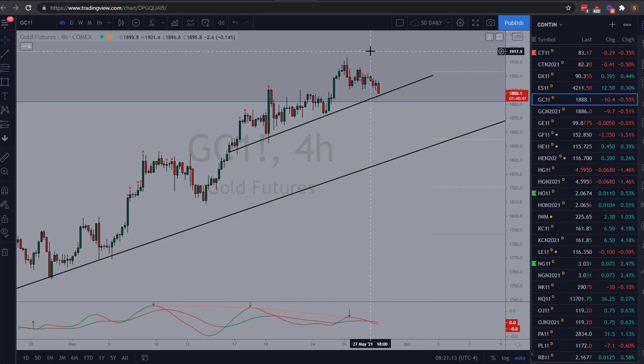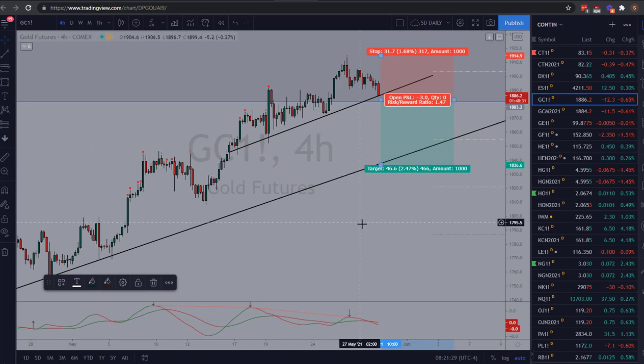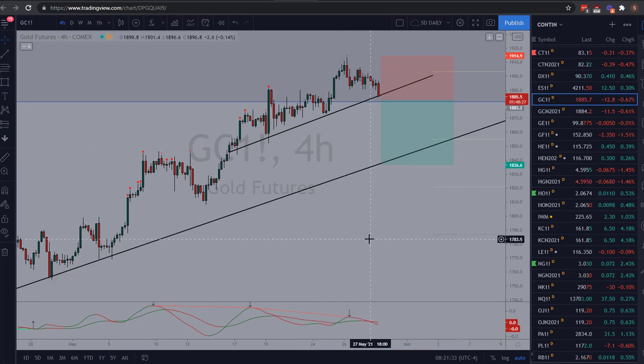So we risk up here above 1920, looking for trades back to 1835, and that gives us about a 1.5 to 1 reward versus risk ratio on the trade.